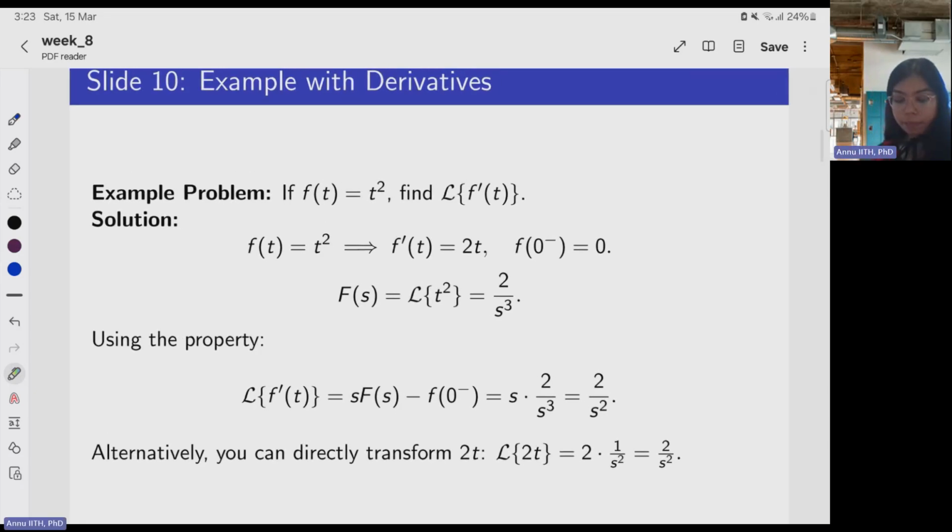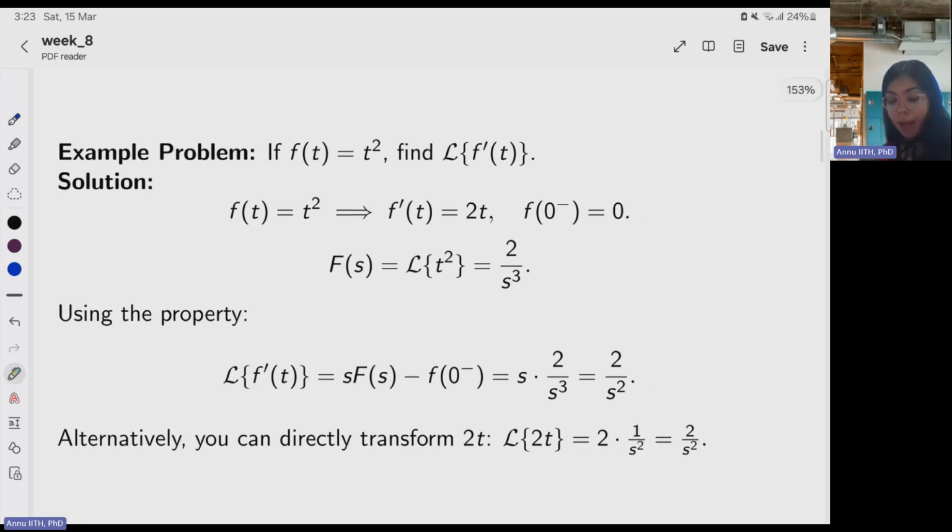So these are the steps. f(0) is 0 because it does not follow an initial condition. So f(t) is equal to t square, as we have the function f(t). So F(s) is equal to 2 by s cube. It is not t, it is t square, so it is 2 by s cube. Simply, 2 by s cube is multiplied with s, so the answer will be 2 by s square.